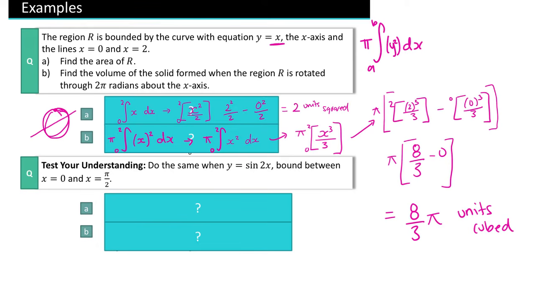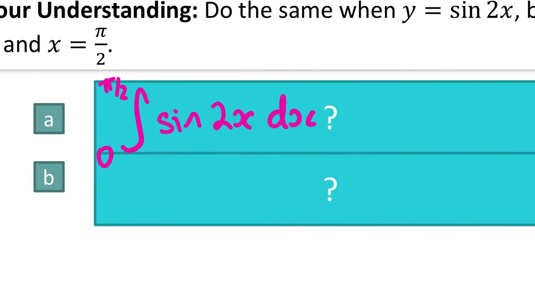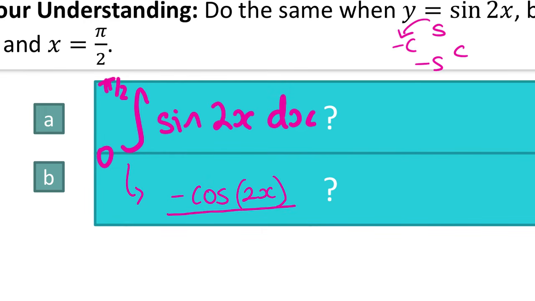Okay, so for part A, we just need to find the area. So we're going to do this as normal, between pi over 2 and 0 of sine 2x with respect to x. This is just what we normally know how to do. So, how do we integrate sine of 2x? Sine integrates to minus cos. This is going to become minus cos of 2x. And then, when we're integrating this, we need to divide by the differential of the bracket. So in the bracket is 2x, so I need to divide by the differential of 2x, which is in fact 2.